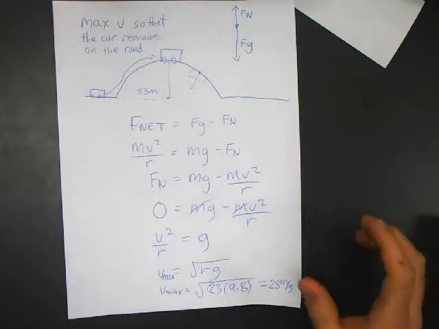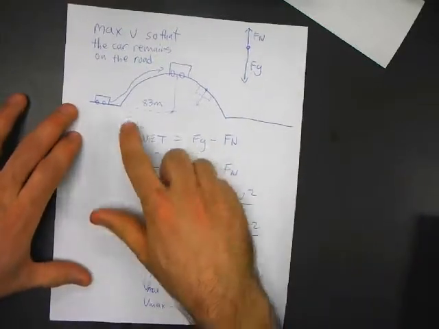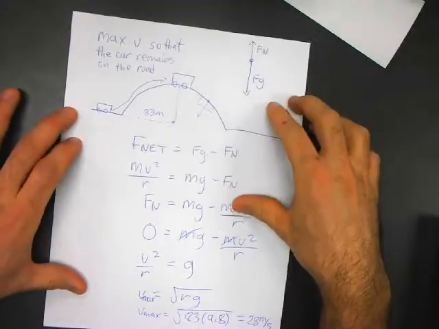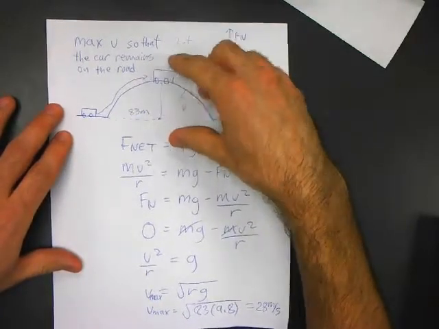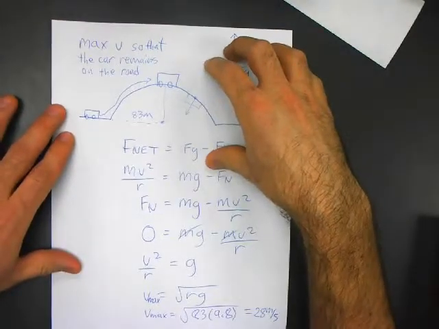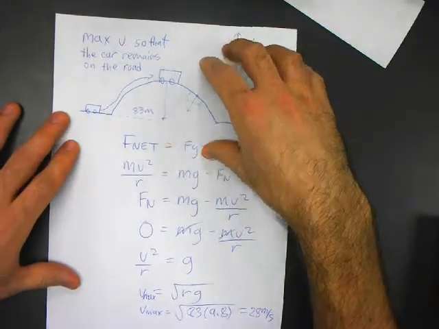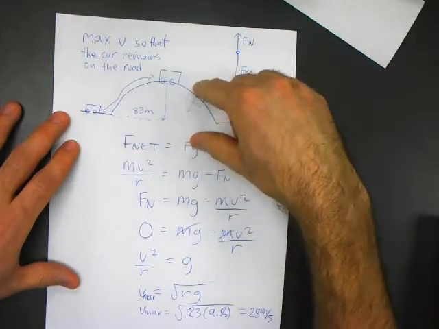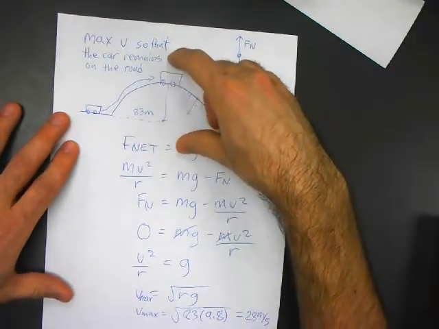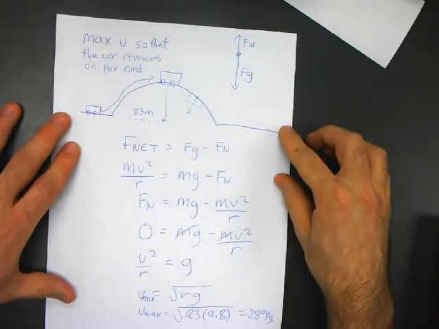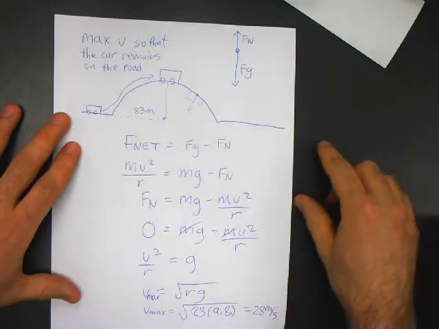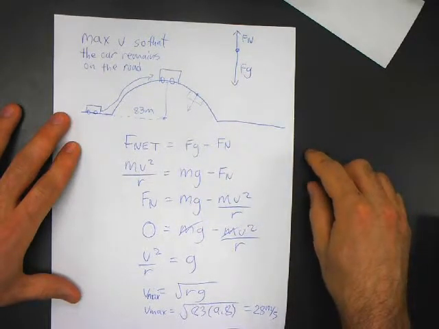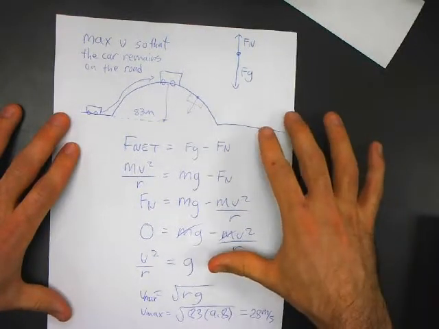Okay, so next example, we got a car driving over a hill, radius 83 meters, so it's a really steep hill. The question was, what's the maximum speed so that the car remains on the road? So the key here is the car is on the outside of the road now. The normal force is pushing up. It's no longer going to help us keep in circular motion. So if the speed gets too high, what will happen is the car will lose contact with the road.